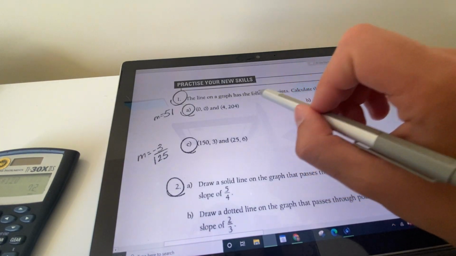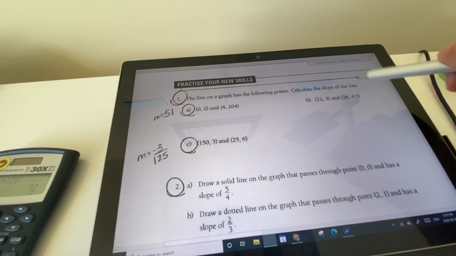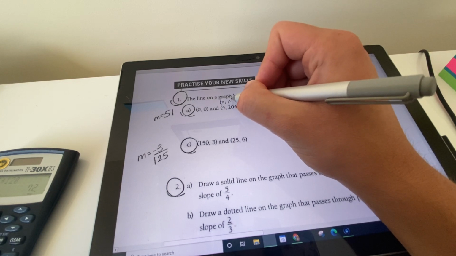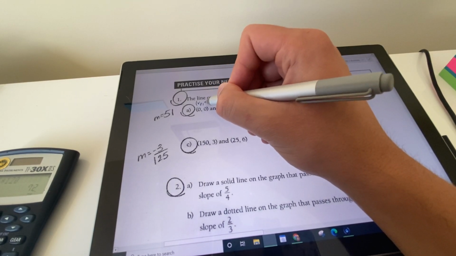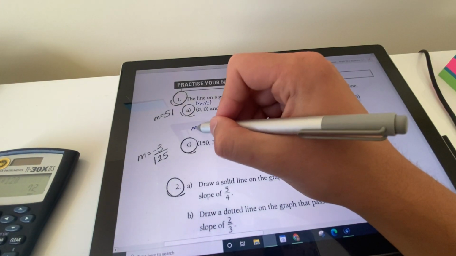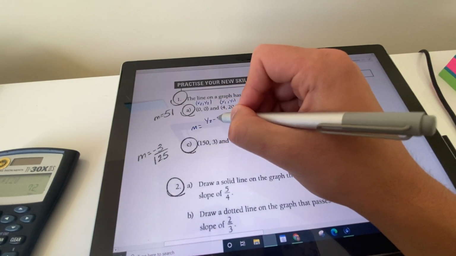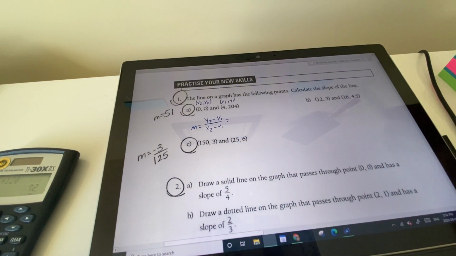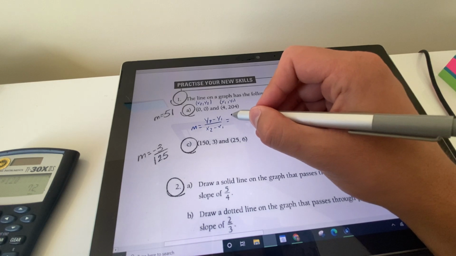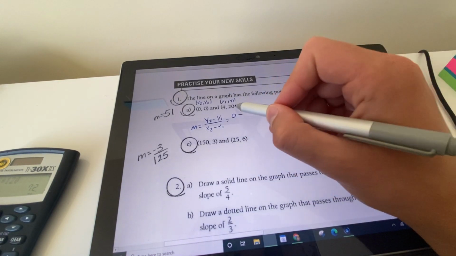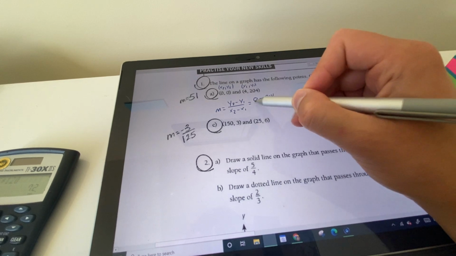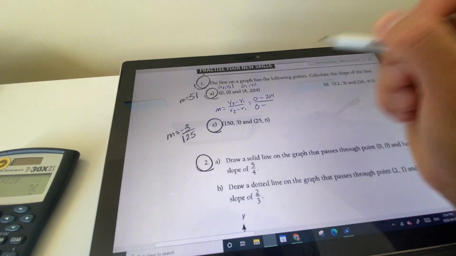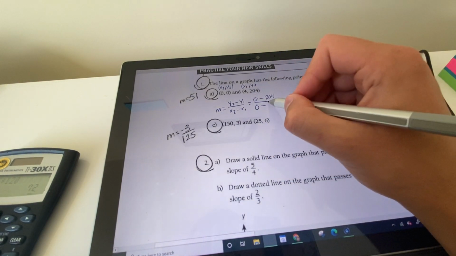A line on the graph has the following points. Calculate the slope of the line. So these are coordinate points. Remember, notate these. I'm going to say this is x1 and y1. This is x2, y2. So now we're just going to use our slope formula. y2 minus y1 over x2 minus x1. What is y2? y2 is 0. So 0 minus, what was y1? 204. Over x2, which is 0 again, minus x1, which was 4.